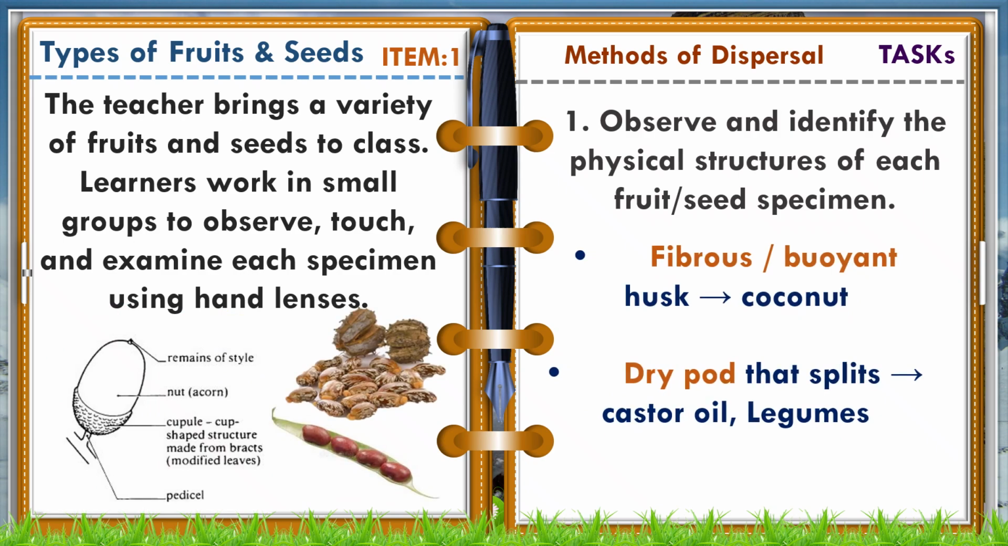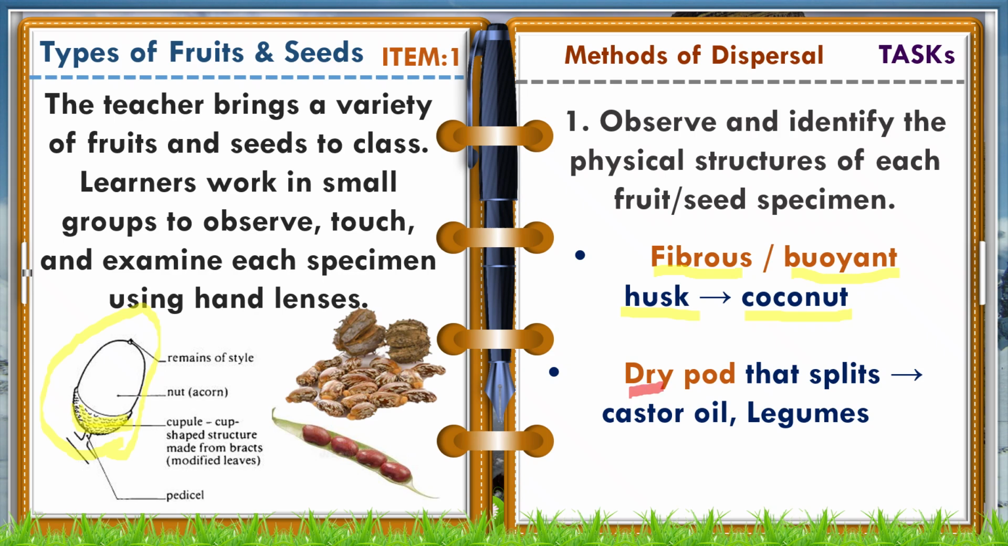Then we have the fibrous buoyant husks. This can be found in coconut. So when you have a nut here, it has fibrous structures, and this one is found in coconuts.